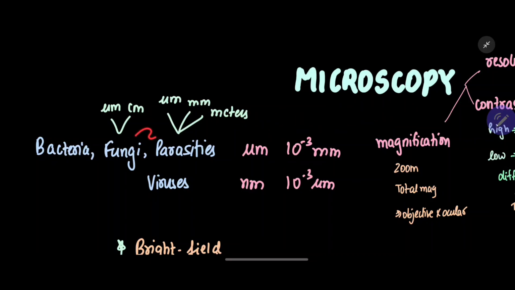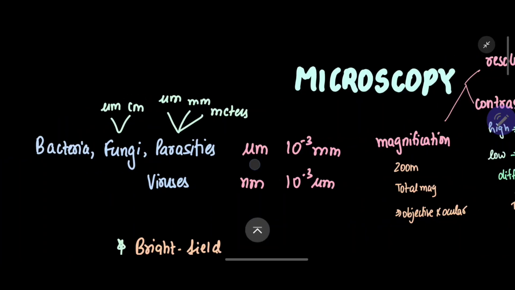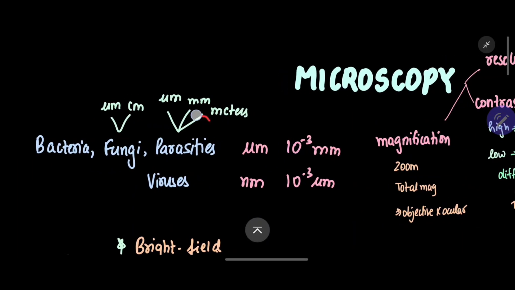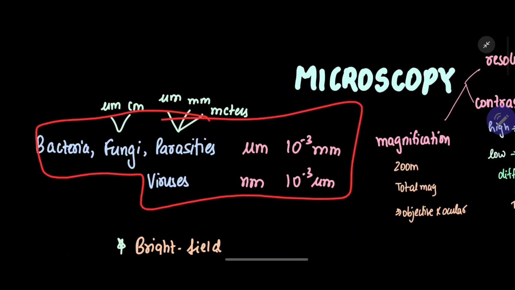The textbook further goes on to say that fungi can be of various sizes; they can be in micrometers, they can be in centimeters. Some parasites are visible to our naked eye because they are present in meters, whereas a lot of them are also in micrometers, millimeters. When we study parasites in detail, we look at the various sizes that they are present in. So moving on, we know the requirement for a microscope now.